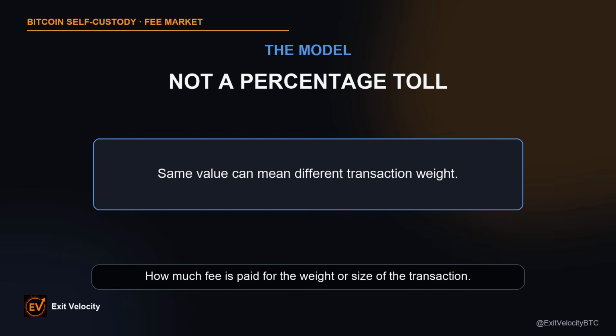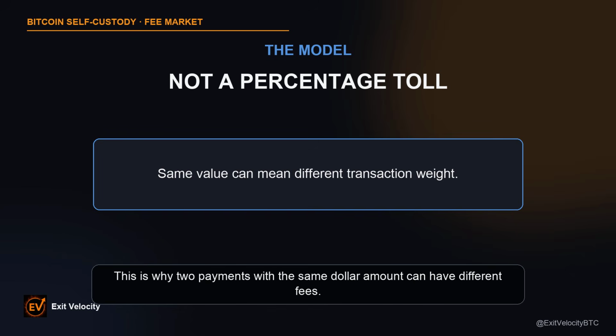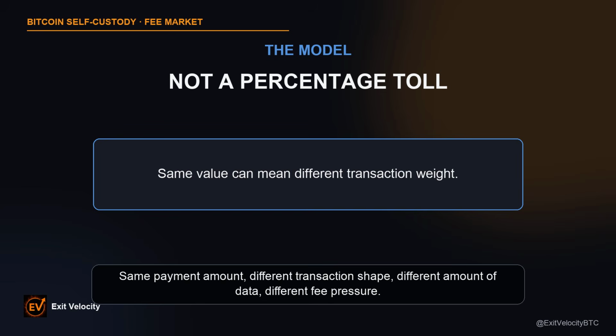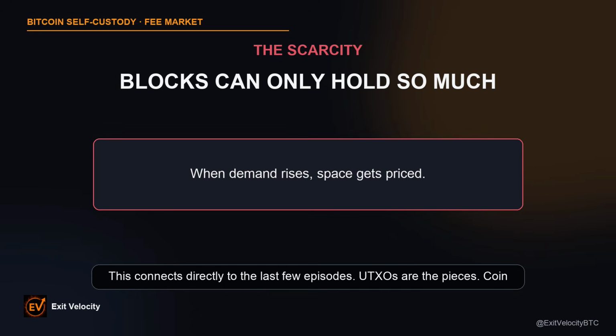Now the important part, miners do not care that your transaction moves $100 or $100,000. They care about the reward available for the block. And for transactions, the relevant comparison is usually fee rate. How much fee is paid for the weight or size of the transaction? This is why two payments with the same dollar amount can have different fees.